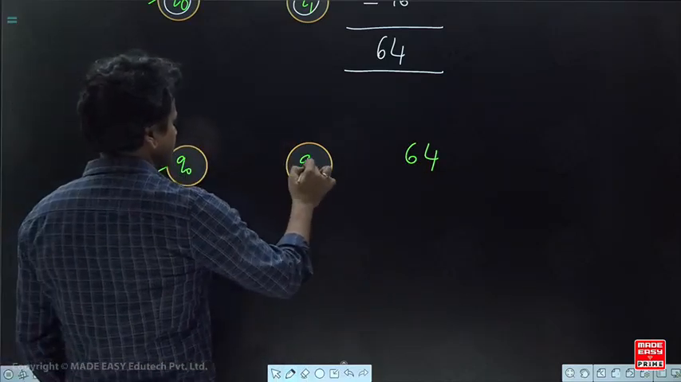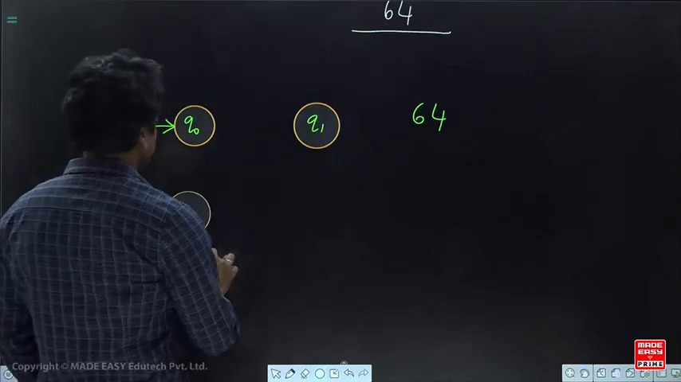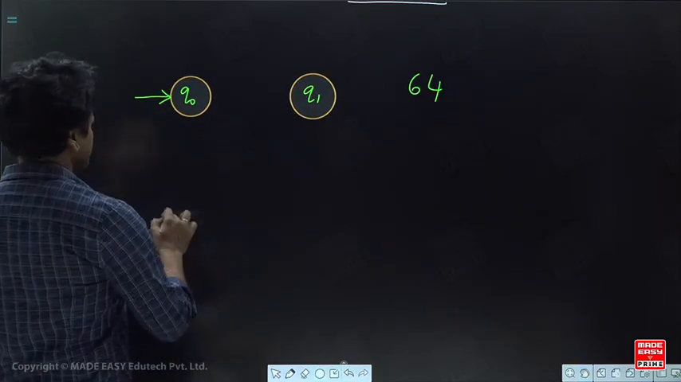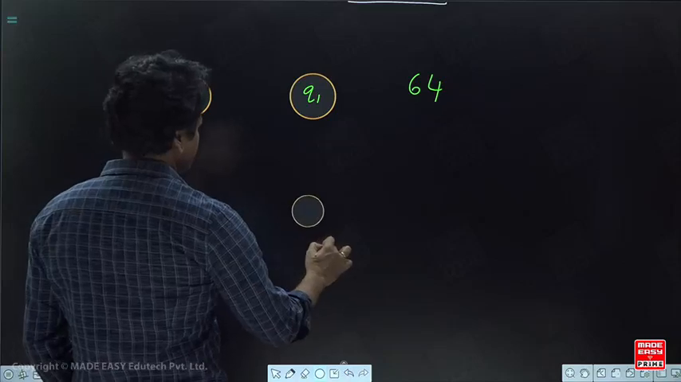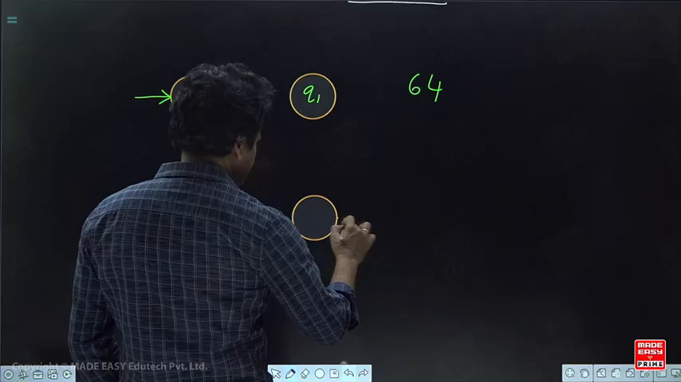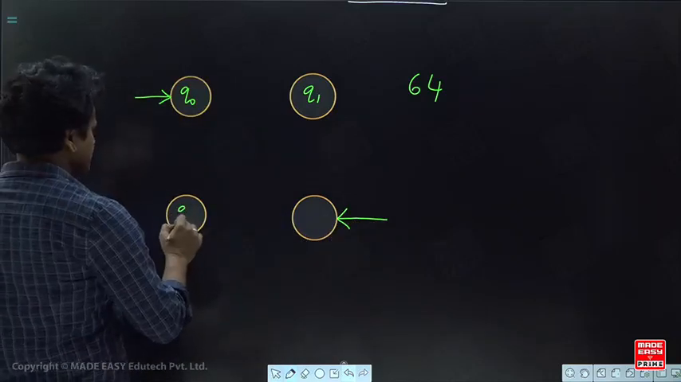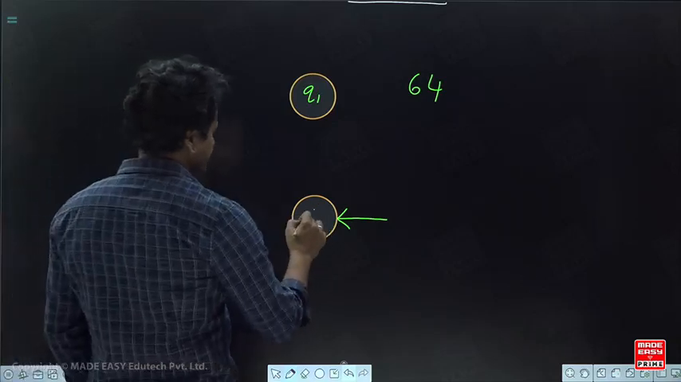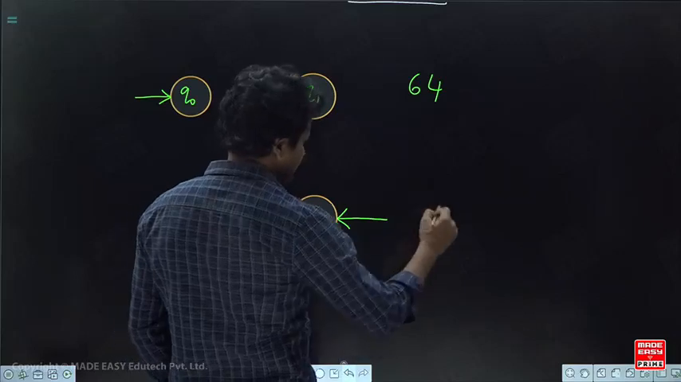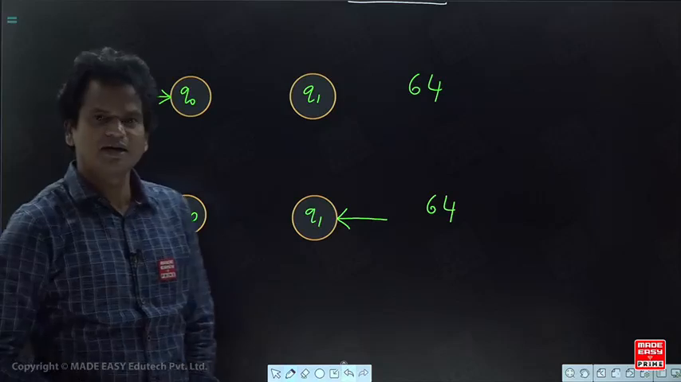When Q0 is initial and Q1 is another state, and similarly when Q1 is initial, then also there will be 64 different EFAs, no doubt. When Q0 is initial, 64. When Q1 is initial, 64. Here also the answer is 64, no doubt. So 64 plus 64 is 64 only.